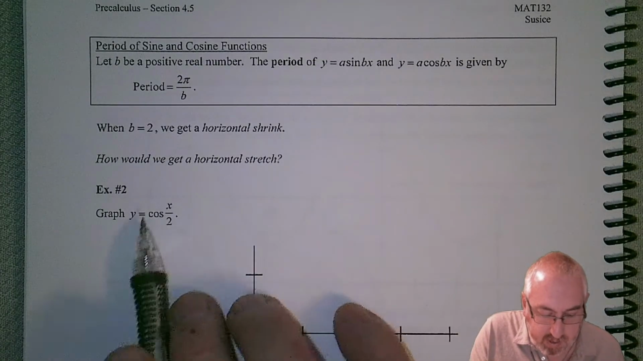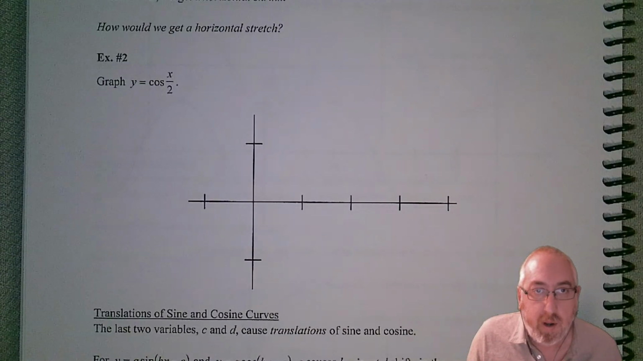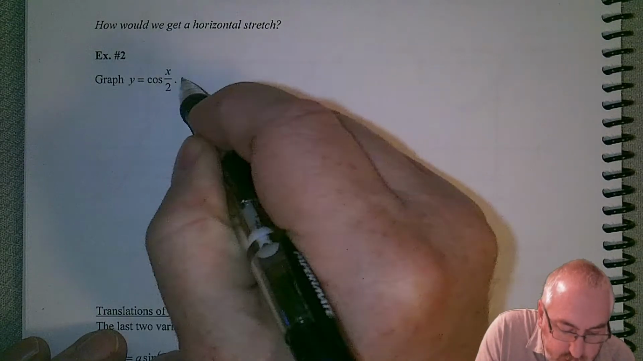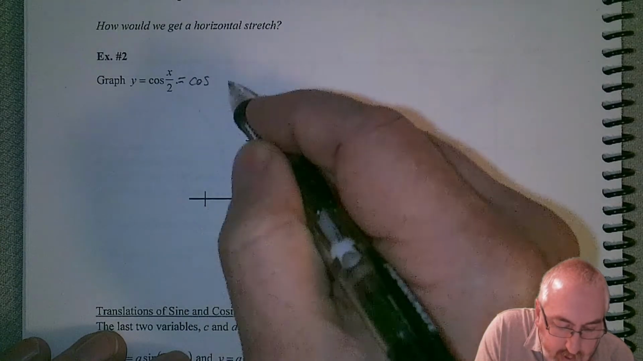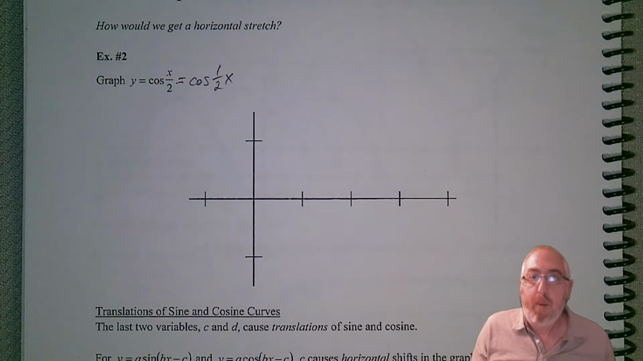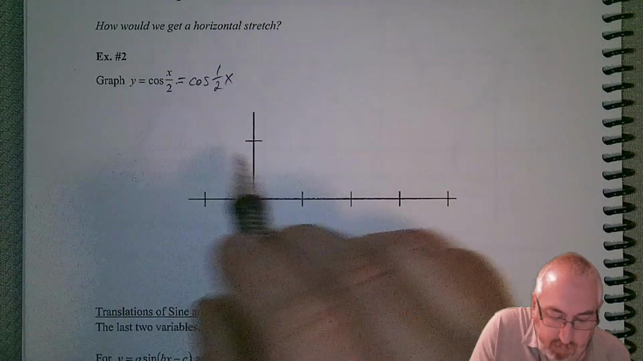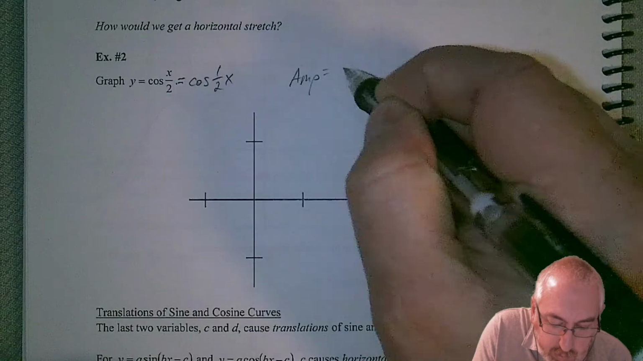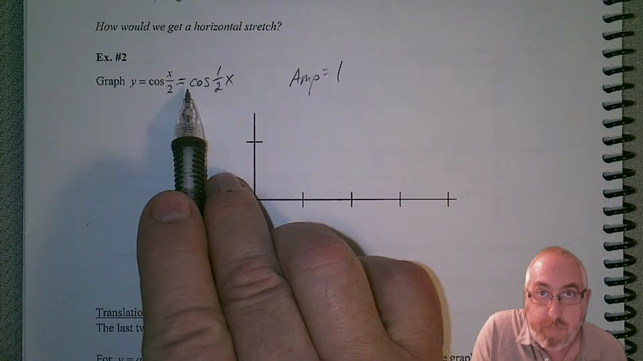So in this case, if we got y equals the cosine of x over 2, one of the things we could do just to see that value of b a little clearly is just to rewrite this. So if we set this equal to the cosine of 1/2 x, now we can see the value of b is 1/2. So a couple of things that we should notice in here is that our amplitude should be equal to 1. The value in front of our cosine function is 1.